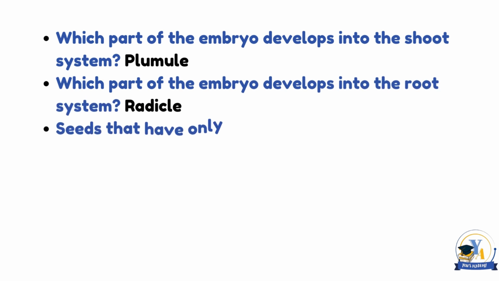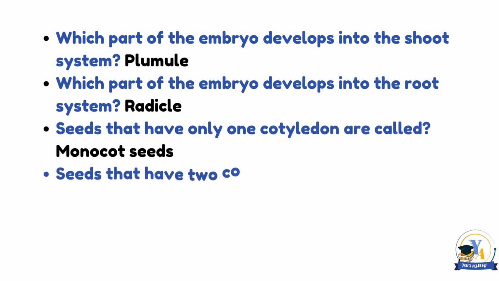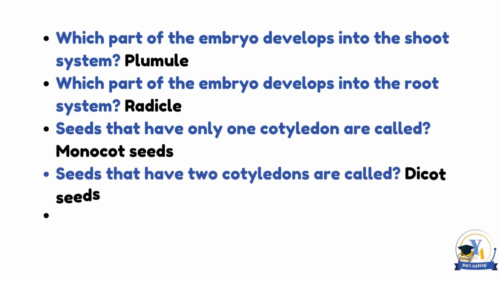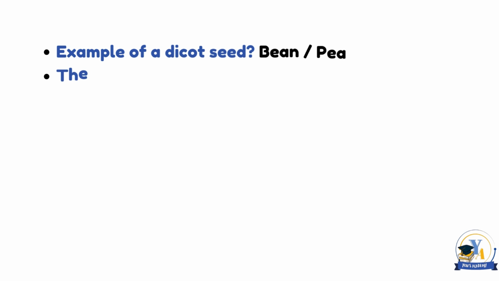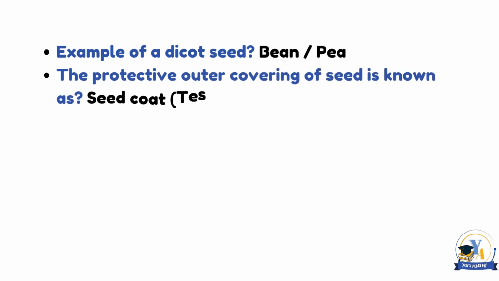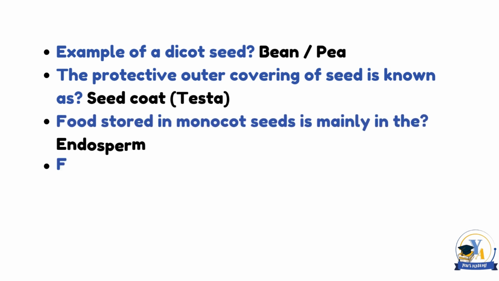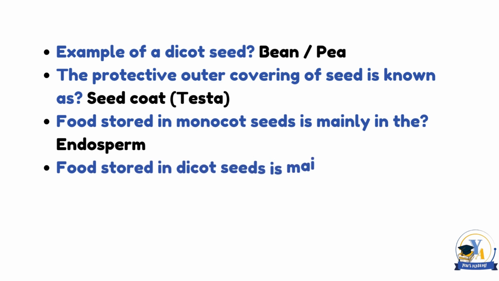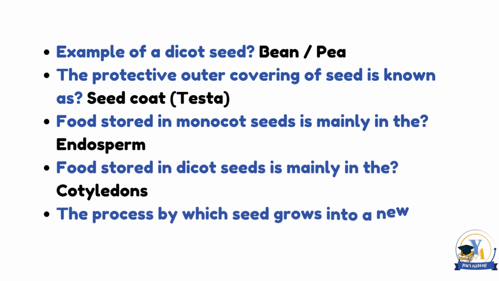Seeds that have only one cotyledon are called monocot seeds. Seeds that have two cotyledons are called dicot seeds. Examples of a monocot seed: maize, wheat. Examples of a dicot seed: bean, pea. The protective outer covering of seed is known as seed coat, testa. Food stored in monocot seeds is mainly in the endosperm. Food stored in dicot seeds is mainly in the cotyledons.